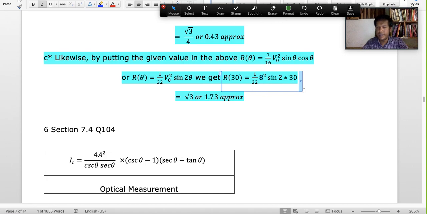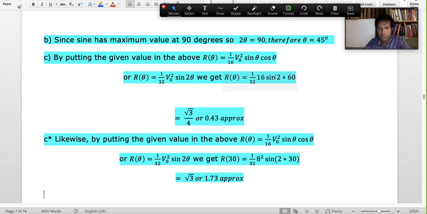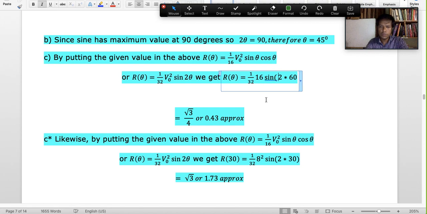Then just put it here, and the calculator will do the work. And if necessary, you give a bracket here. If your calculator is not giving you the same answer, then you can give a bracket here to get the correct answers. Here also. So yeah.